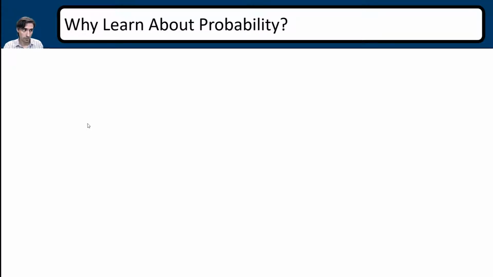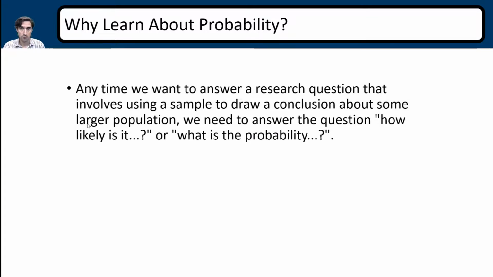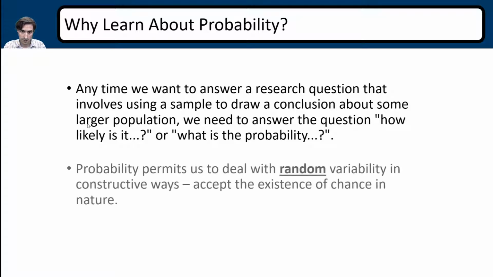So why do we learn about probability? In summary, anytime we want to answer a research question that involves using a sample to draw a conclusion about a larger population, which is inferential statistics, we need to answer the question of how likely is it, or what is the probability of something? And to answer that question, we need to understand the probability rules and the models that come along with it. So with that, there's the slide itself.